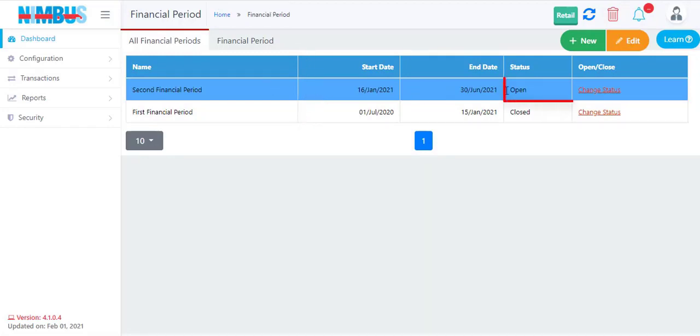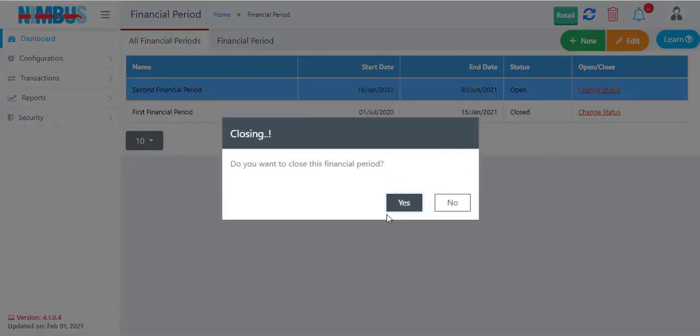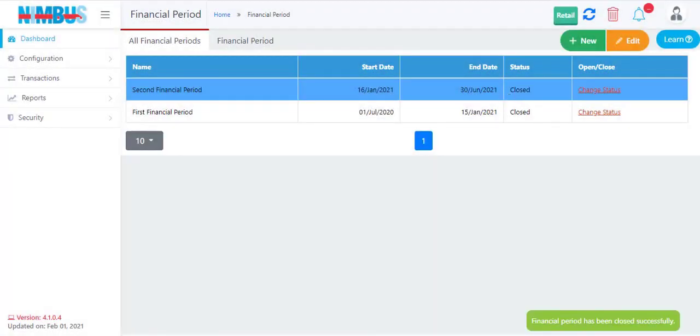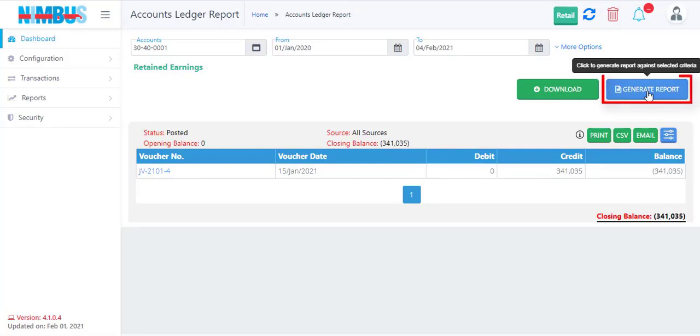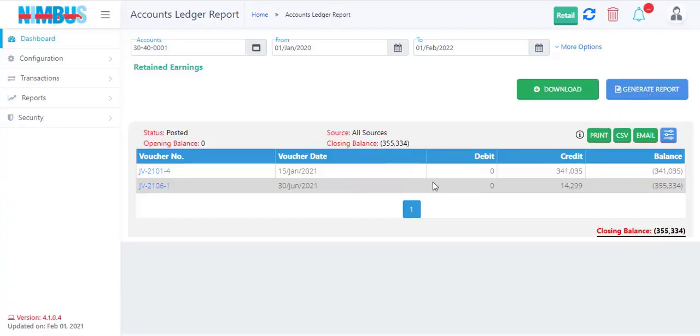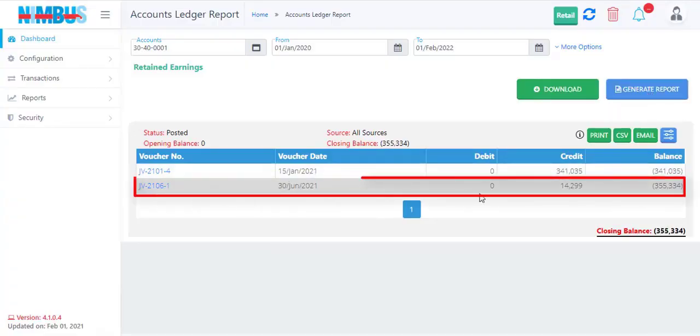Let's close this open financial period. Now this is closed and I regenerate the retained earning ledger and the date is greater than the closing date. Closing was on 30th, so you see there is a voucher on 30th and in this voucher there is a value of the retained earning.